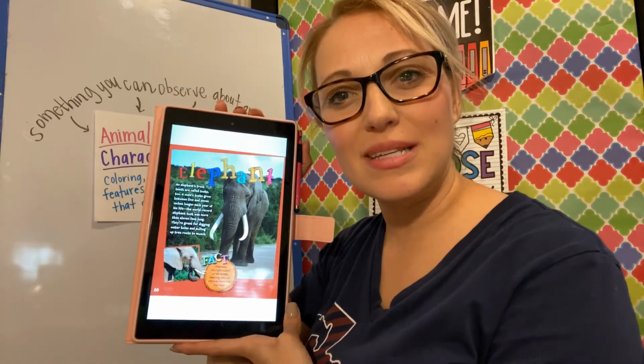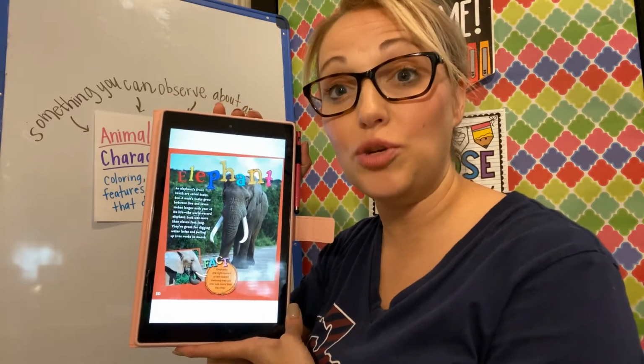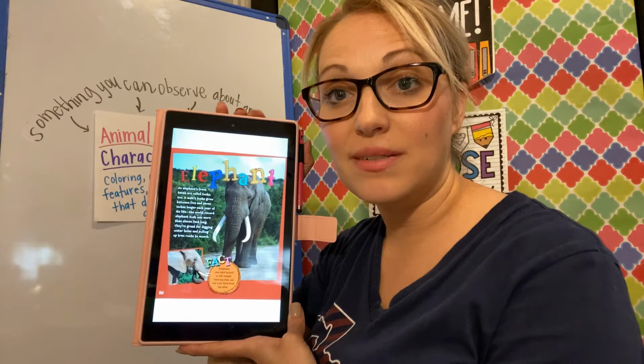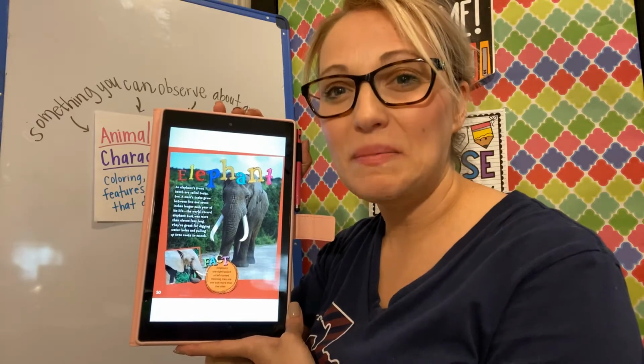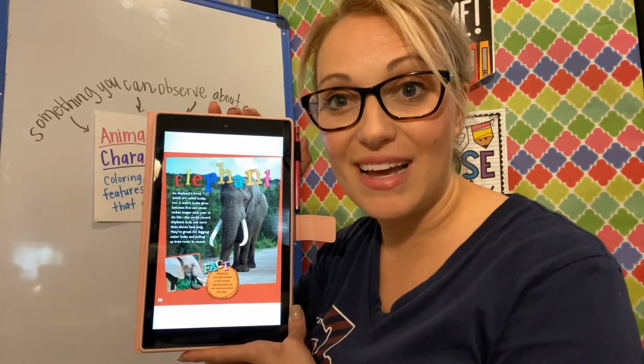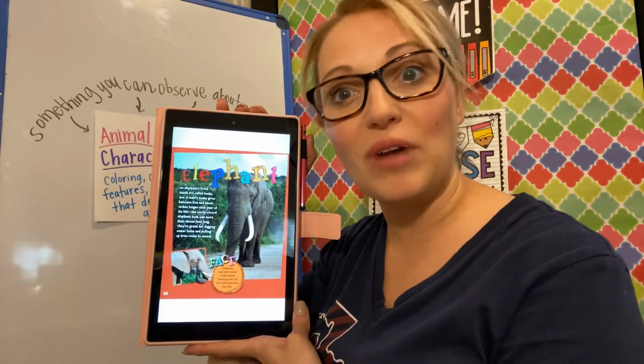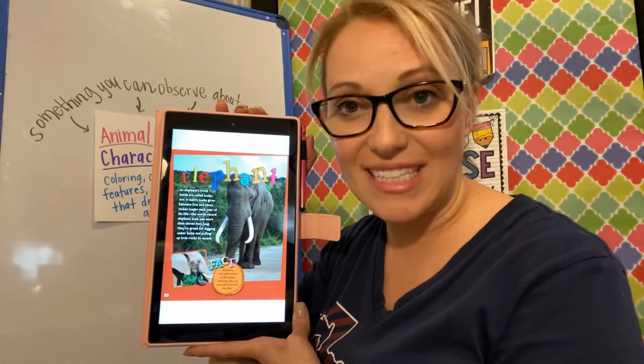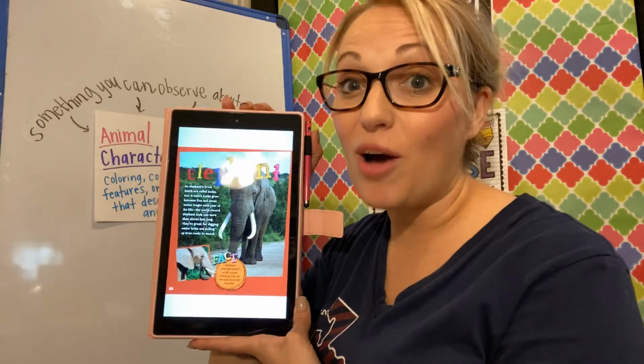What are we when sometimes somebody says you might be right or left-handed? Maybe Miss Kirkland is right-handed. That means I do most of the things with my right hand. So interestingly enough, the elephants are very similar to us in the fact that they could be right-tusked or left-tusked, and that they use that more commonly.